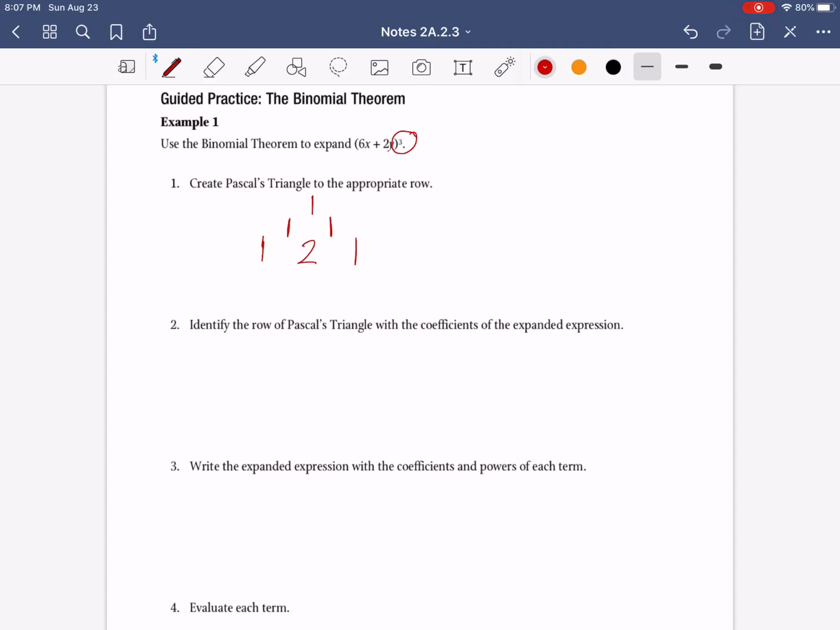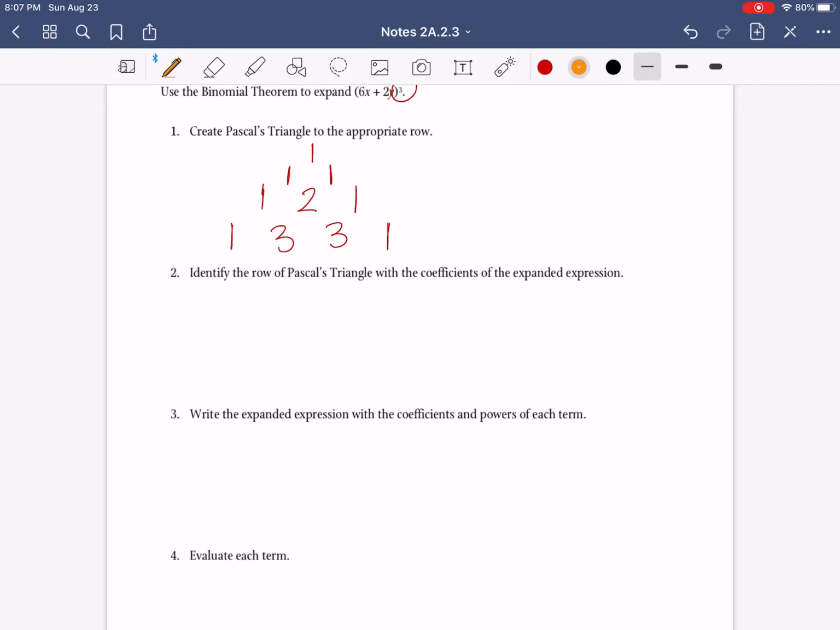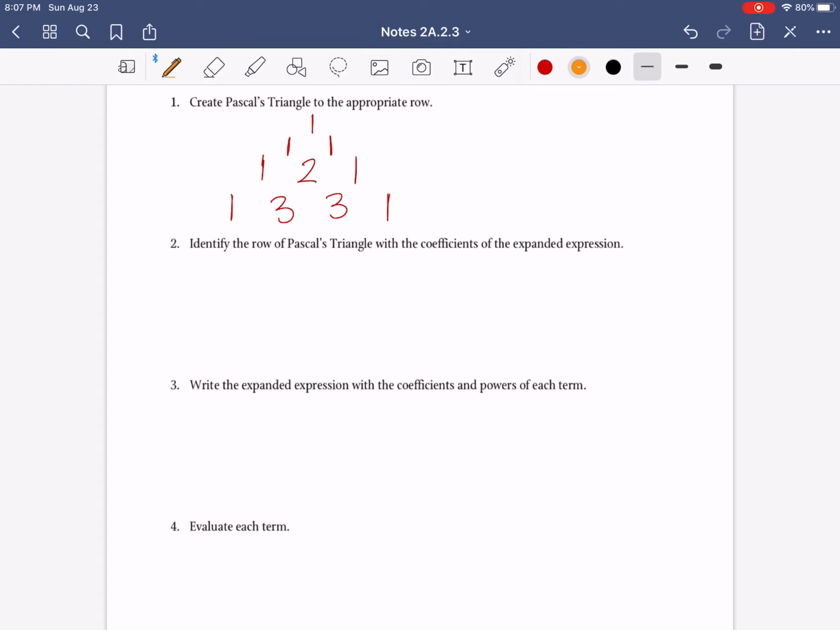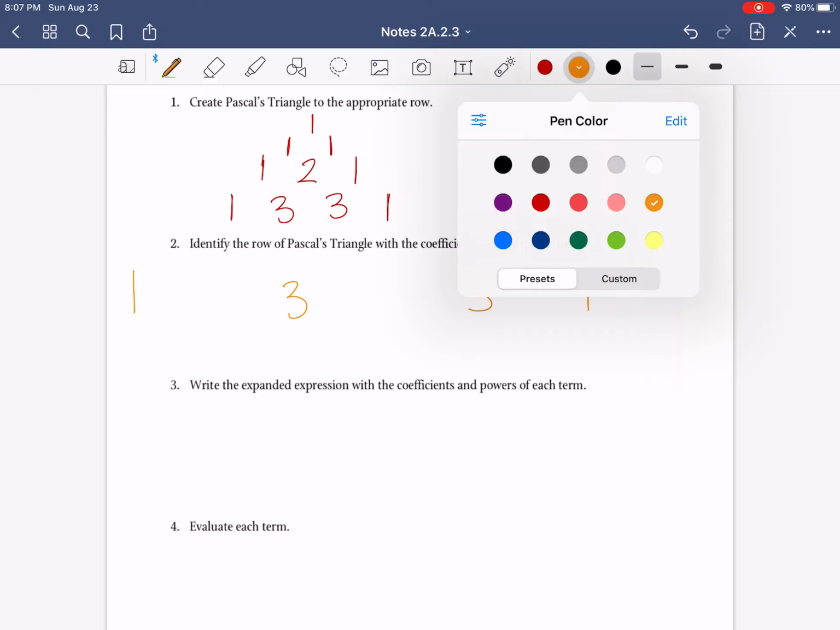That's row 2. You'll know you're at row 3 when the second number is a 3. So I put 1s on the outside. And 1 plus 2 is 3. 2 plus 1 is 3. And that's row 3. We know that because the second number is a 3. Whatever the exponent is, there's always going to be one more number than that. So it's row 3, but it has 4 numbers. Okay, so that's what we're going to use. We're going to use this 1, 3, 3, 1. Notice how I leave a bunch of room in between.